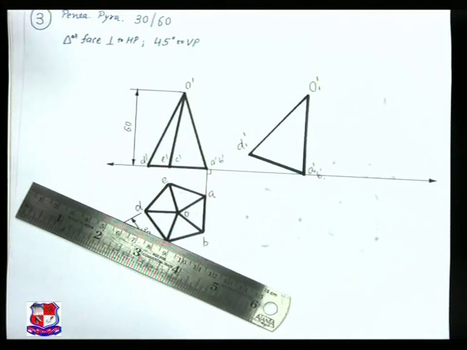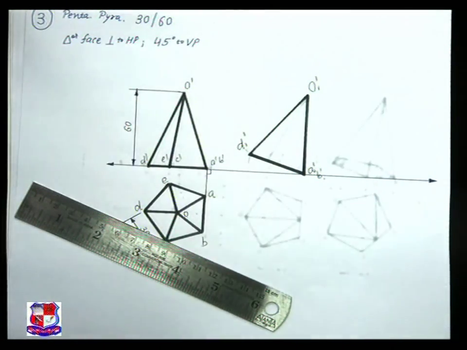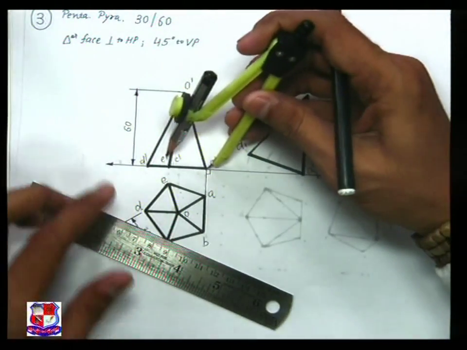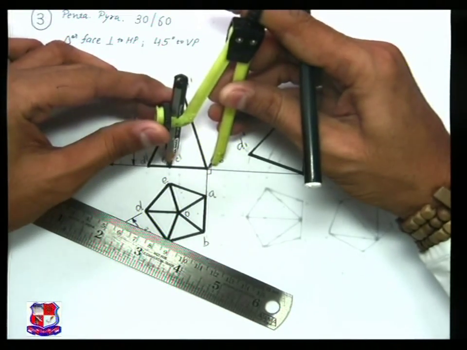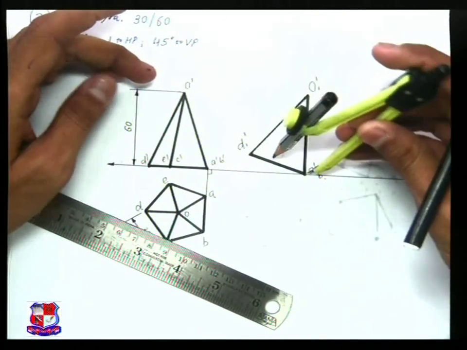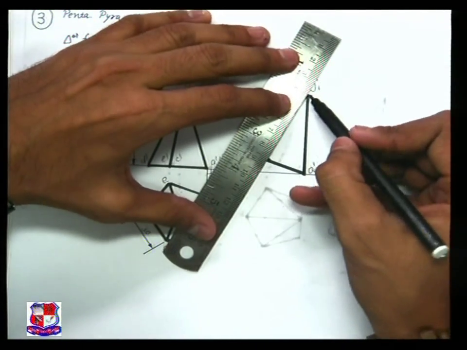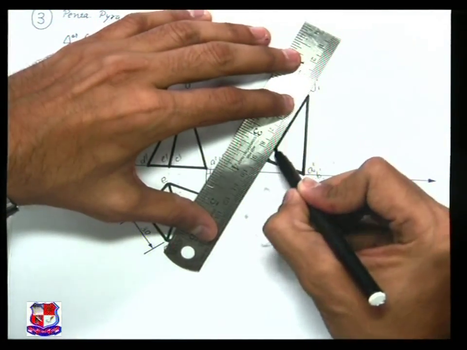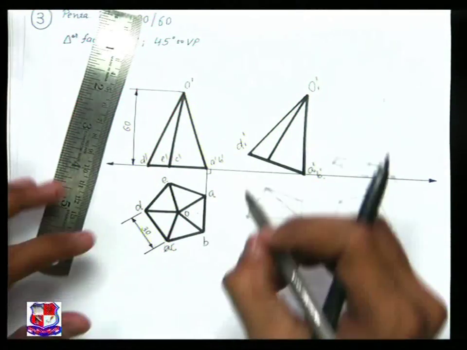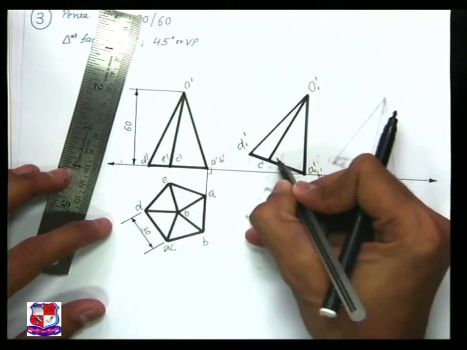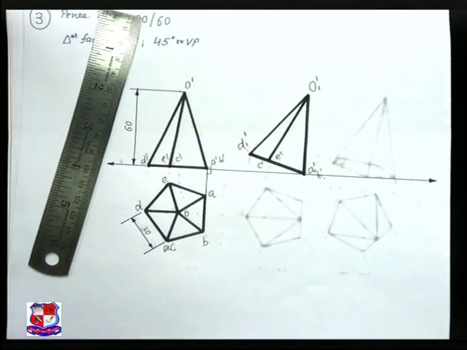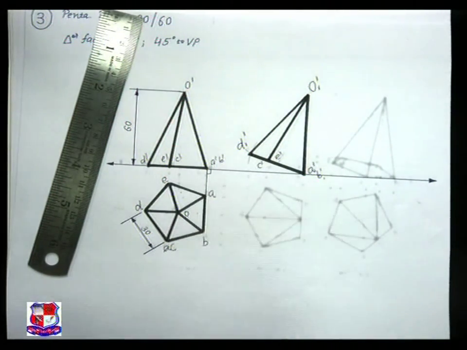Name this point D1 dash. Similarly transfer the points E and C: measure the A to E distance or B to C distance. From here you can transfer, and the point would be somewhere here. So join it with O dash and name that point. This is point C dash and E dash. Two points are there. So we have transferred all 3 points.